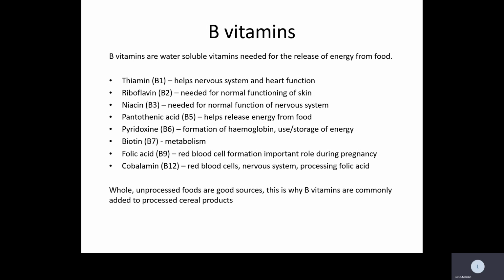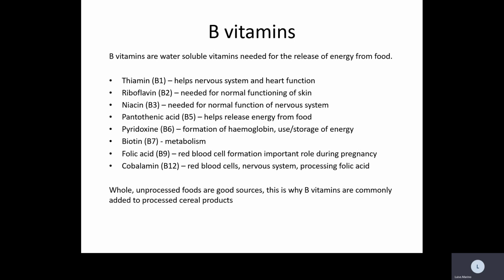A really quick, easy way to remember B1, 2, and 3 is to think about TRN. That is how I remember it anyway: thiamine, riboflavin, niacin. Pantothenic acid helps release energy from food. Pyridoxine is again used for normal nerve function and formation of hemoglobin, and use and storage of energy. Biotin is essential for metabolism.